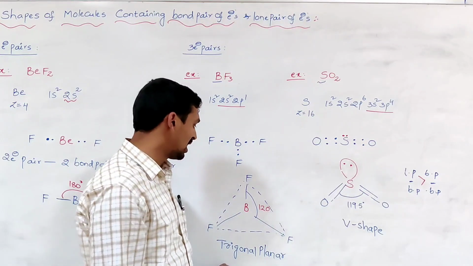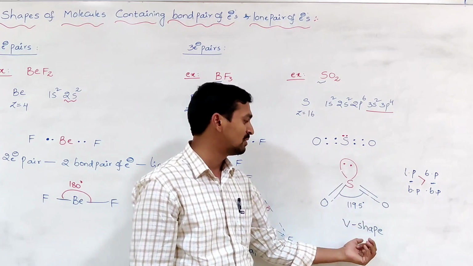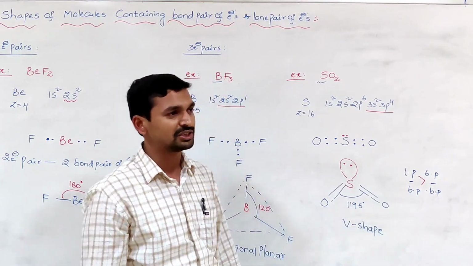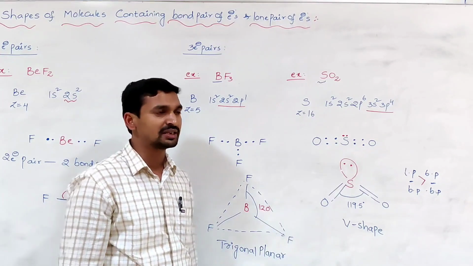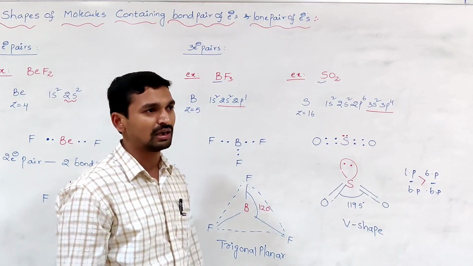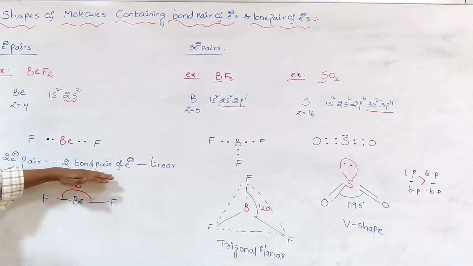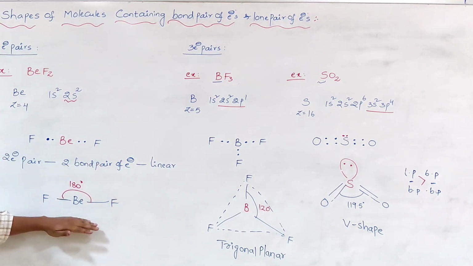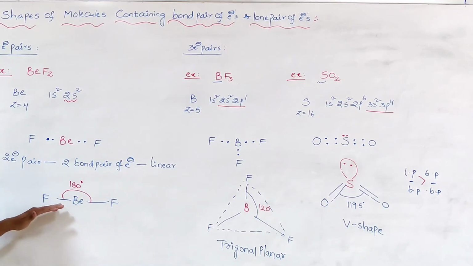That's why, instead of trigonal planar geometry, the sulfur dioxide molecule adopts which geometry? V shape. So like that we can explain why the bond angle decreases and why the geometry is distorted. This is about the three electron pairs. From these two, what we concluded: if two electron pairs are present around the central atom, and both are bond pairs, the molecule adopts linear geometry and each bond makes an angle of 180 degrees with the other bond.